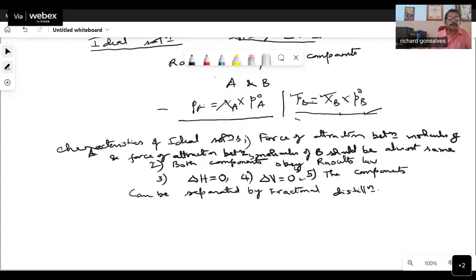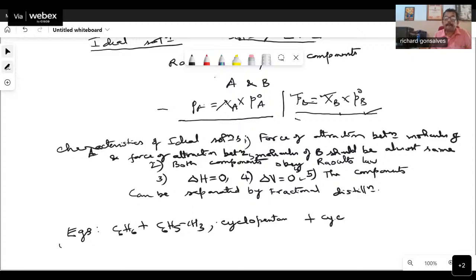I will give examples. Ideal solution I have explained. Let me give examples. Examples are these. One is benzene. The homologous series member of benzene is toluene, C6H5CH3. Therefore, structurally they should be identical. Then only they are ideal solution. Another example. We will take cyclopentane plus cyclohexane.